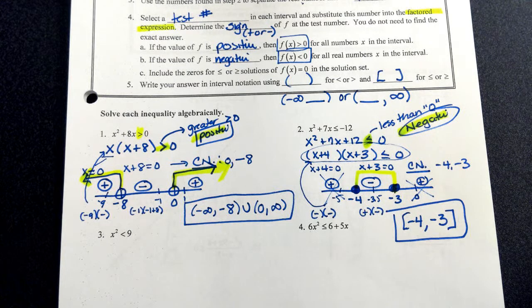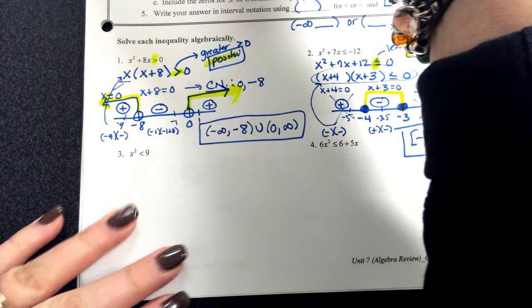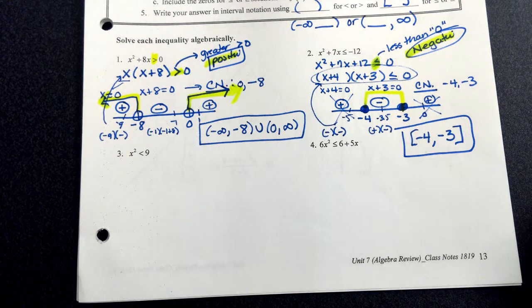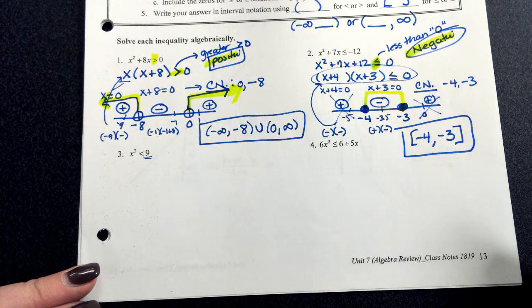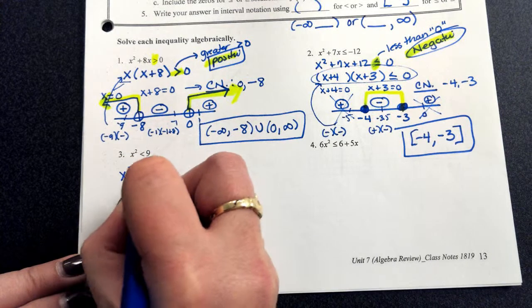So any questions on number 2? Let's take a look at number 3. X squared less than 9. First of all, what value do you have to have on the right-hand side? You have to have a what? 0. So I'm going to subtract 9 on both sides.